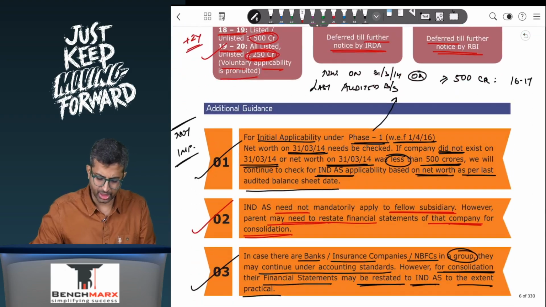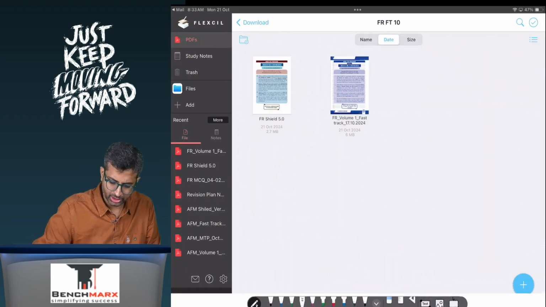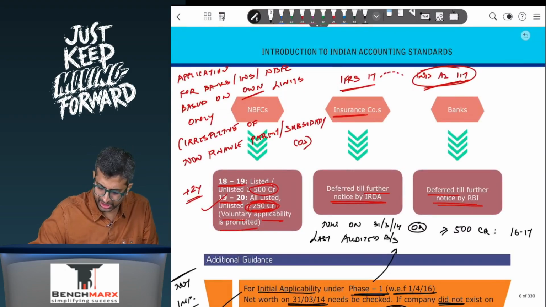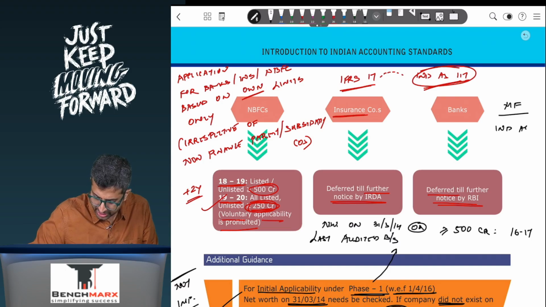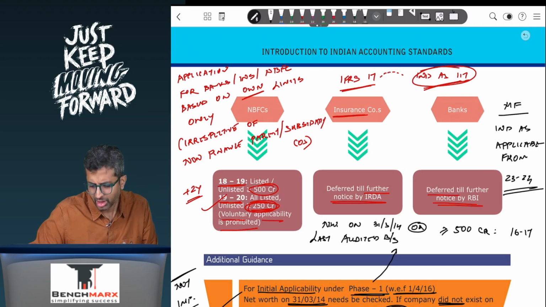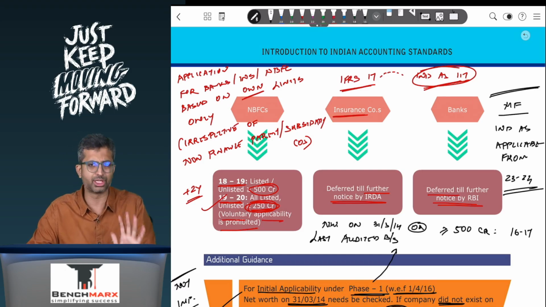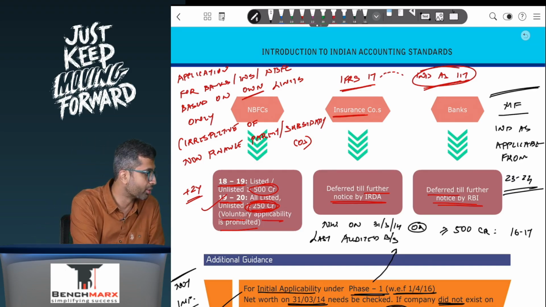So this takes care of this section. You can also add that for mutual funds, Ind AS is applicable. Mutual fund, Ind AS, just for MCQ, applicable from 23-24. So it's not really important, but in case it comes for an MCQ, you should be aware. Mutual funds, Ind AS becomes applicable from the year 23-24.